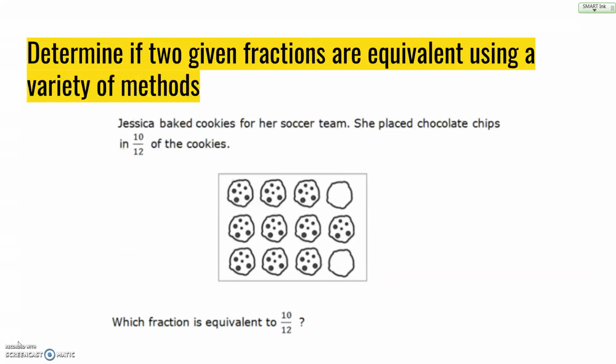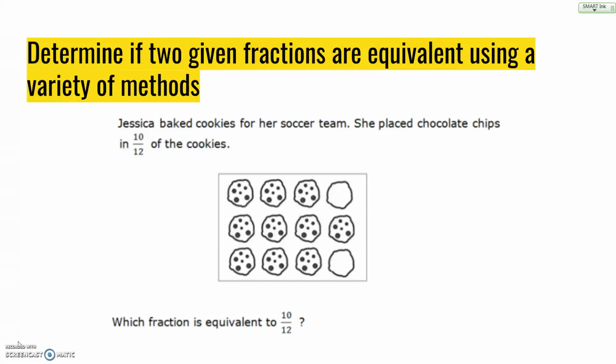They're also going to be asked to determine if 2 given fractions are equivalent using a variety of methods. Jessica baked cookies for her soccer team. She placed chocolate chips in 10/12 of the cookies. Which fraction is equivalent to 10/12? And on the original question, there were answer choices, but they can find a fraction that's equivalent to 10/12 by dividing the numerator and the denominator by 2. And then they would arrive at 5/6 and know that 10/12 is equivalent to 5/6.